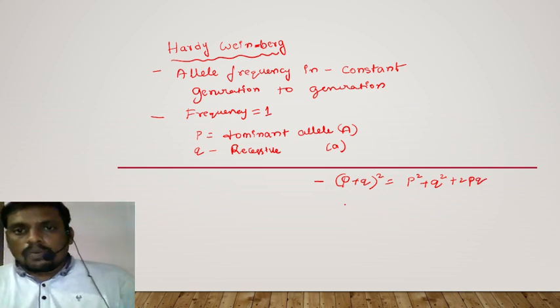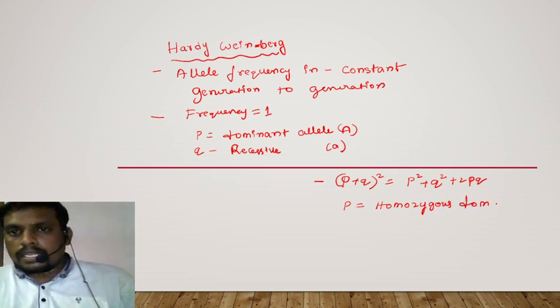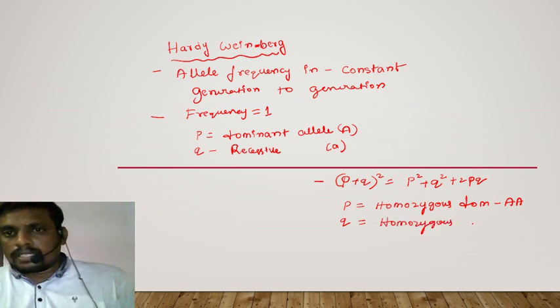What is p here? Homozygous, what is that? Homozygous dominant allele, indicated by capital A. q is equal to the frequency of the homozygous recessive allele, indicated by small a.